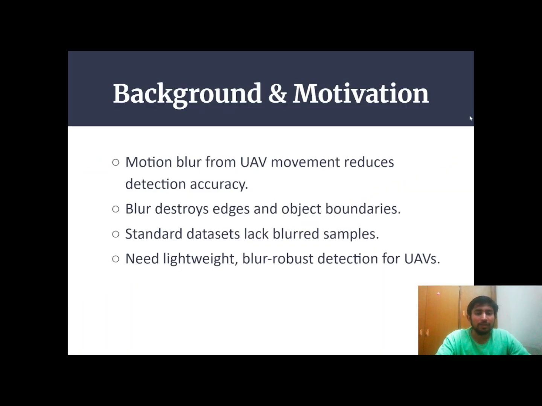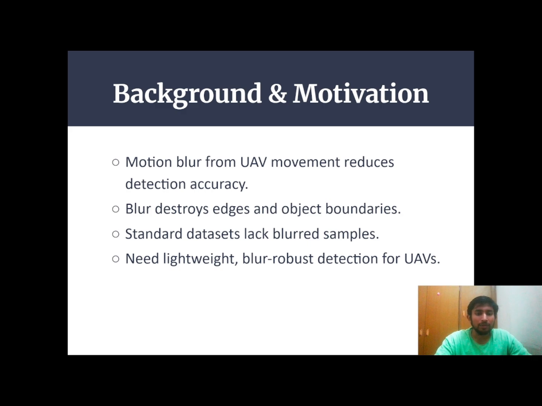Drones and UAVs often capture images while moving at high speeds. Because of this rapid motion and vibrations in the drone, or maybe due to the movement of the object it is tracking, motion blur occurs. This blur reduces important details in the image, like edges, textures and shapes. As a result, object detectors may produce missed detections, false positives and reduced accuracy under real-world UAV conditions.